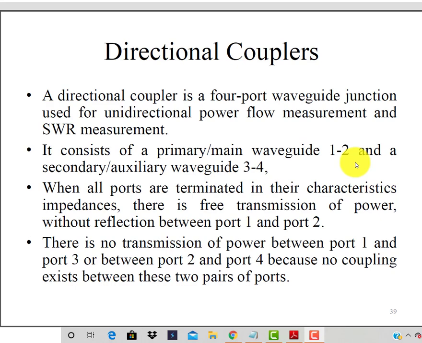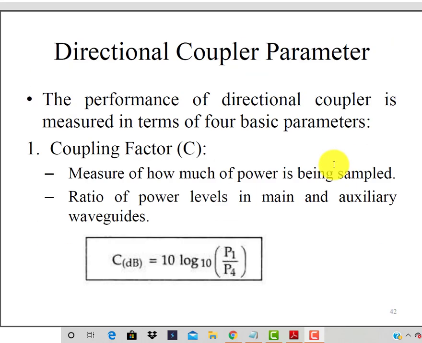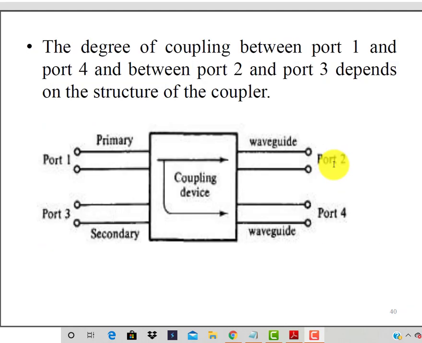So this directional coupler is constructed by considering the two waveguide sections. The primary waveguide ports are considered to be port 1 and port 2, and the secondary waveguide ports are considered as port 3 and port 4. These two waveguide sections are coupled by using the coupling mechanism. Based on this coupling mechanism and proper path length, it provides the directionality.